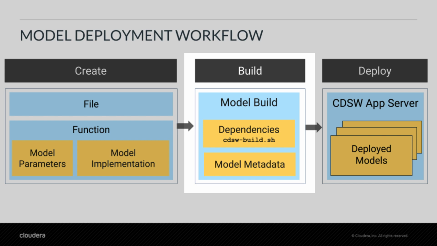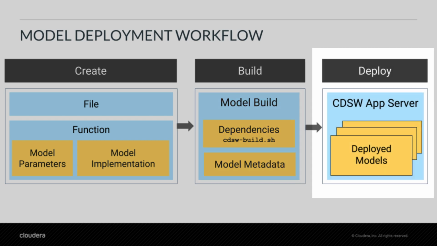Once you've selected your file and function, CDSW creates a Docker image that includes a snapshot of your project code, model parameters from training, and all of the dependencies you've specified in the build script. We call this artifact the model build. CDSW will then deploy this build to a REST endpoint that accepts JSON arguments as input. This should make your model callable from nearly any language.